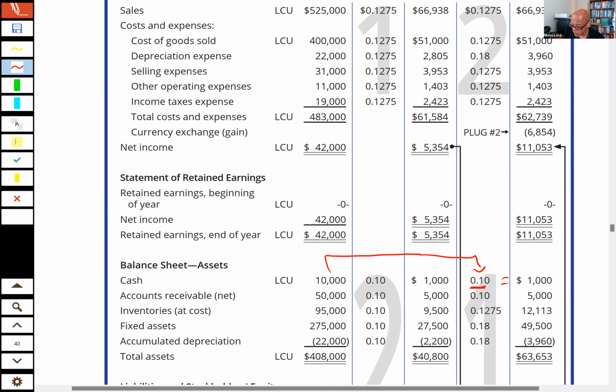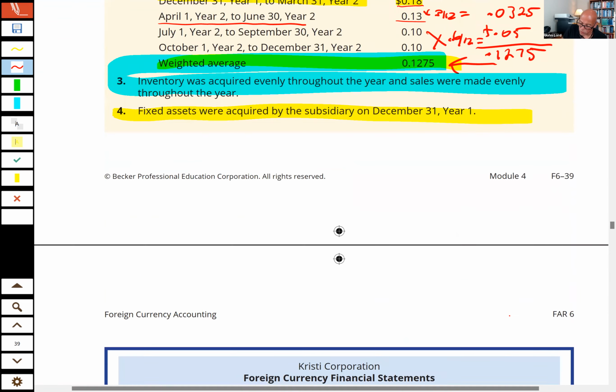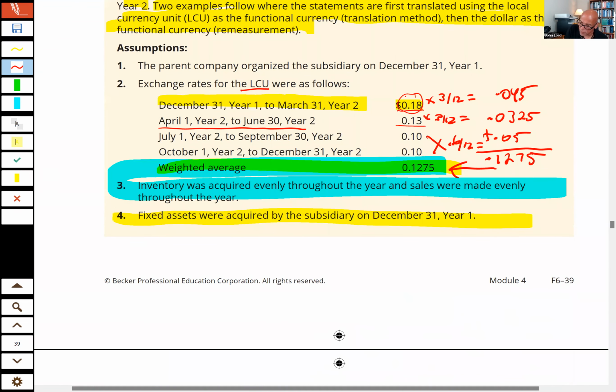They do that for accounts receivable. Accounts receivable is a monetary item, so we multiply that out and turn that into dollars. Notice for inventory, they used the weighted average. So they're multiplying that 95,000, coming over to the remeasurement column, by 0.1275, and turning that into dollars. For the fixed assets, they used the historical rate because they told us they acquired the fixed assets back then.